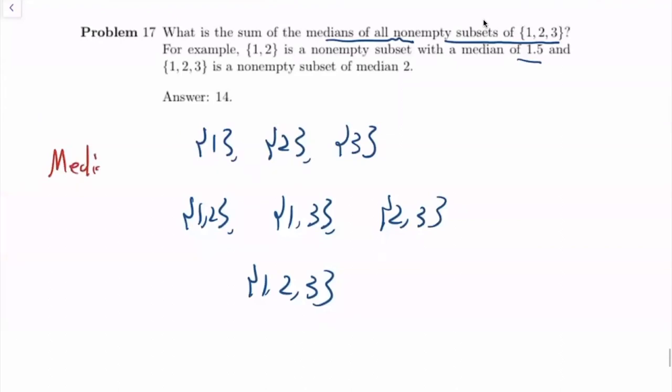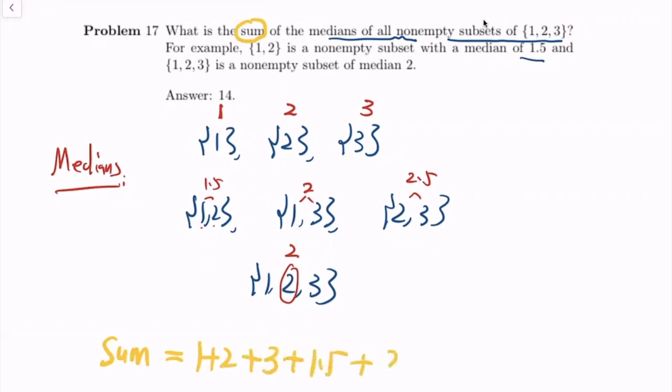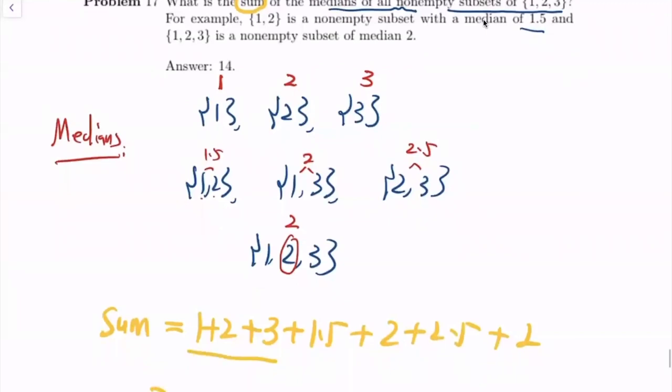Now let's find the medians of each one. For these, obviously the medians will be 1, 2, and 3, because there is only one number. For the even-sized sets, the median is the average of the two numbers, so this is 1.5, this will be 2.5, and {2, 3} is 2.5, and {1, 2, 3} is 2. What we are looking for is the sum, so the sum equals 1 + 2 + 3 + 1.5 + 2 + 2.5 + 2. What do we get? This will be 6.